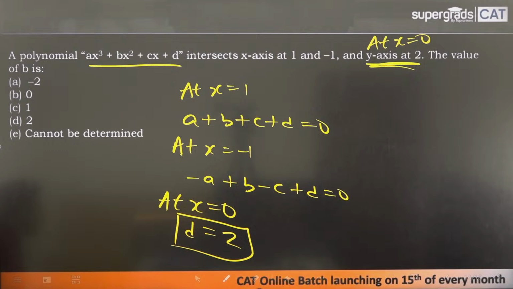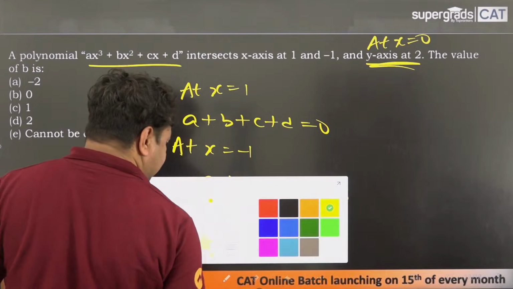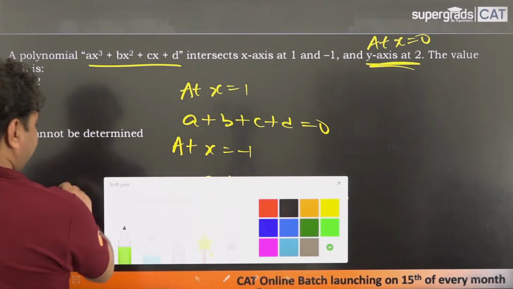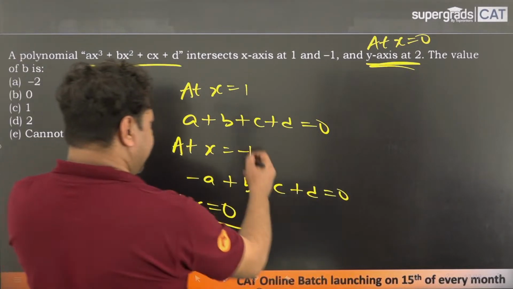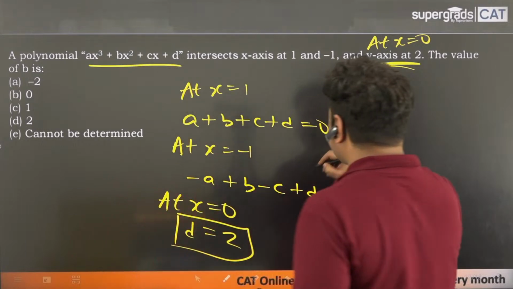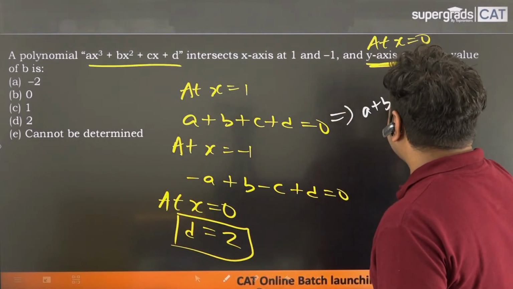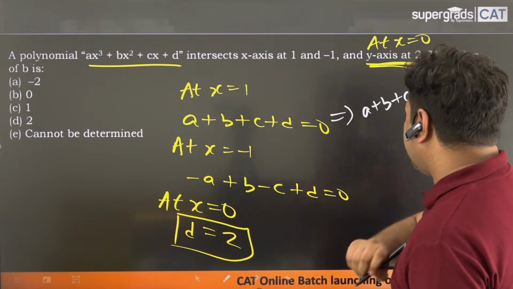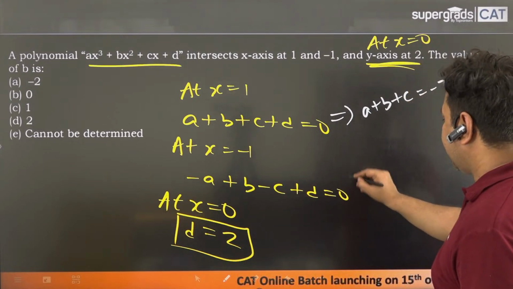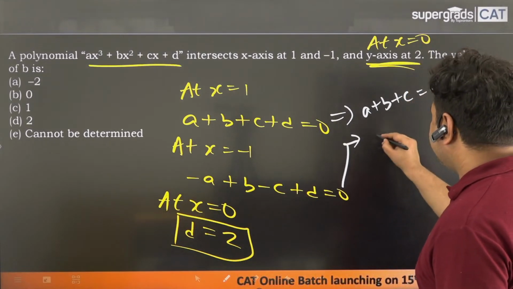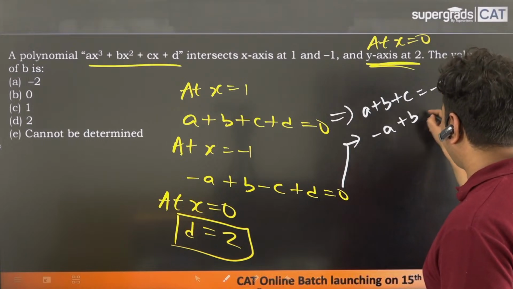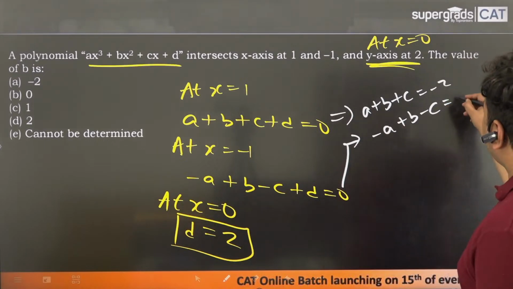Tanu has got B as the answer, while Vishal has got A as the answer. I don't know who is correct. I'll wait for the answers as well. By the way, as we know that D is equal to 2, we can put it over here. So from here we can say A plus B plus C is equal to minus 2. And from here we can say minus A plus B minus C is again equal to minus 2.